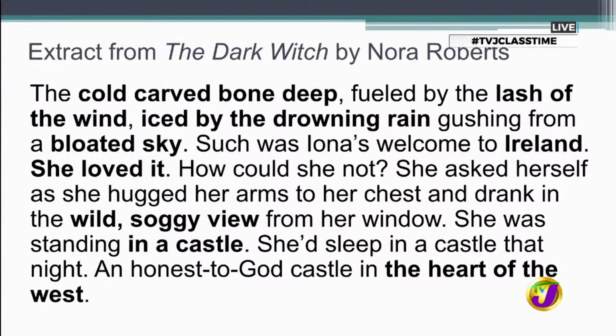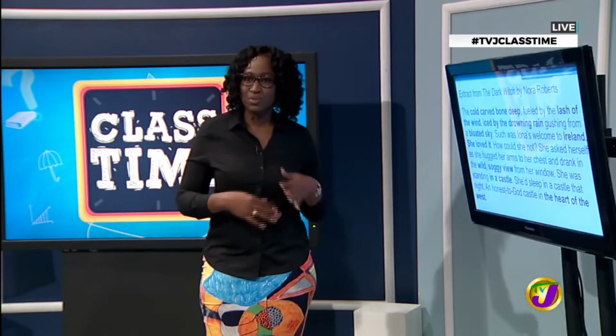And then we get more description now. So she drank it all in with what? The wild, soggy view. So again, the whole idea of the countryside washing away. And we get the physical setting, which is a castle. And we know where the castle is, in the west. So we got quite a number of details coming out in just that one paragraph.